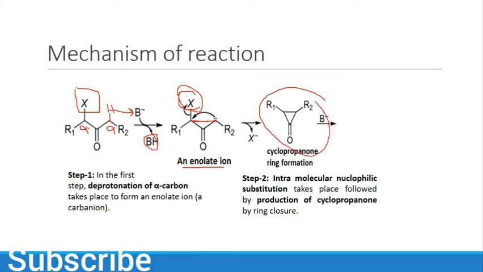So again, you have two alpha carbons, and one alpha carbon contains halogen. On the other side, we will remove this alpha hydrogen, or we will deprotonate with the base. And then we have negative charge on this alpha carbon, and then this alpha carbon will form a ring structure, and it will attack this carbon, and then it will remove this halogen atom, and then we have ring formation.